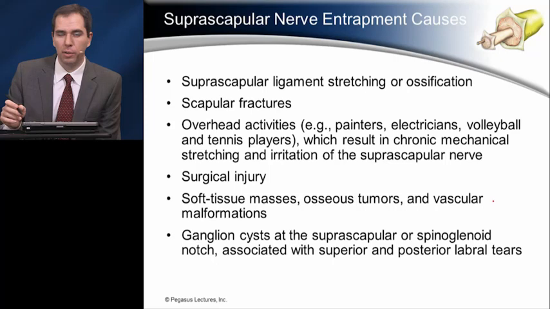So there are multiple causes of entrapment of the suprascapular nerve. These include stretching of the suprascapular ligament or ossification. Fractures of the scapula can impinge the nerve. Overhead activities, such as in painters, electricians, or volleyball and tennis players, cause a chronic mechanical stretching of the suprascapular nerve. You can see denervation problems, surgical injury, soft tissue masses, tumors, vascular malformations, and then, like I mentioned before, ganglion cysts at the spinoglenoid notch, and you can have them at the suprascapular notch associated with labral tears.